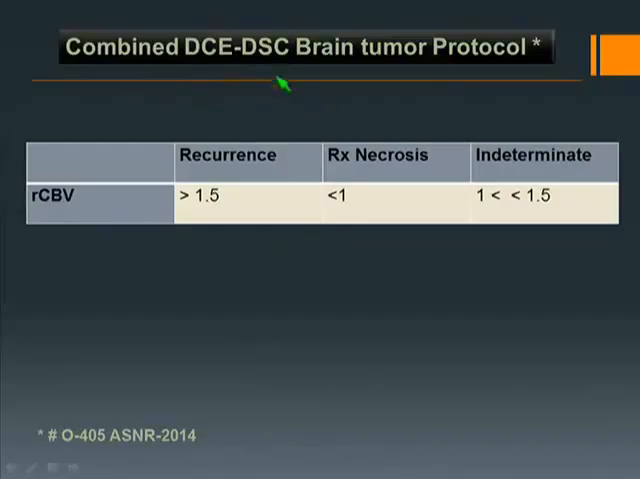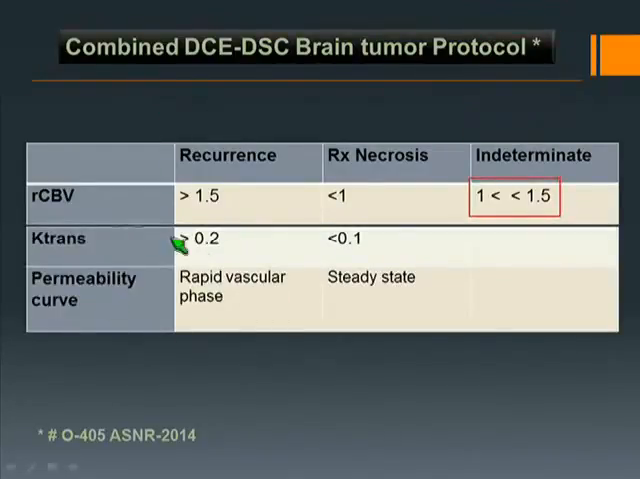But if we're looking at radiation necrosis versus tumor recurrence, we start with RCBV. If the value ratio is more than 1.5 in the region of enhancement, we call that recurrence. If it's less than 1, that's radiation necrosis. If it's between 1 and 1.5, then we like to look at comparisons to see the interval differences in RCBV ratios. And we also look at our DCE perfusion. If the K-trans is increased and we have a rapid vascular phase permeability curve, that would be tumor recurrence. And if the K-trans is decreased and we have a steady state permeability curve, that would be radiation necrosis.